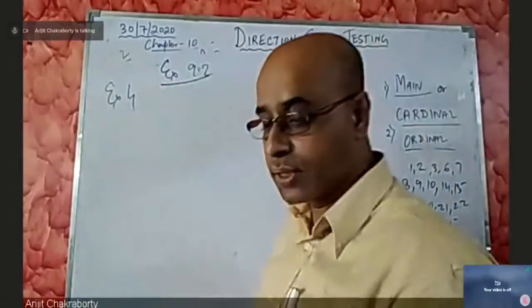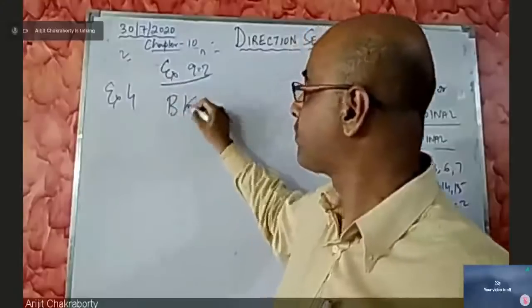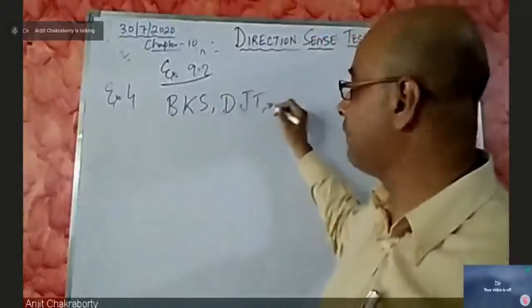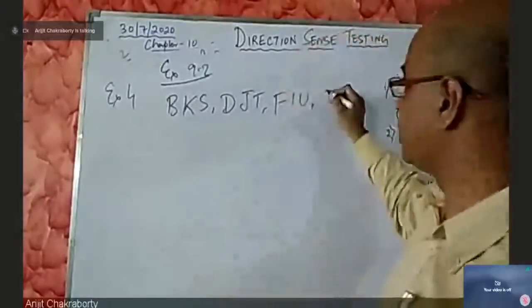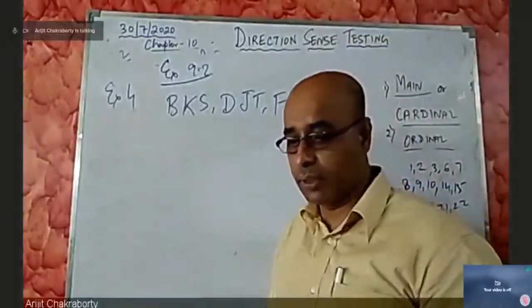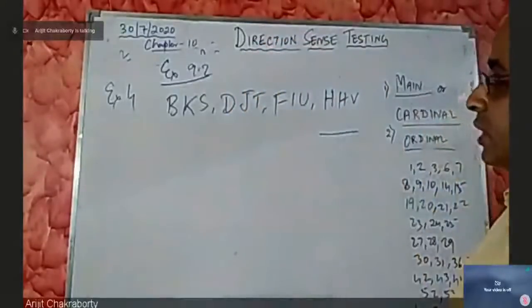Okay, now the term is BKS, then you have DJT, then you have FIU, and there you have HHV. The question was, find the next term of the series.